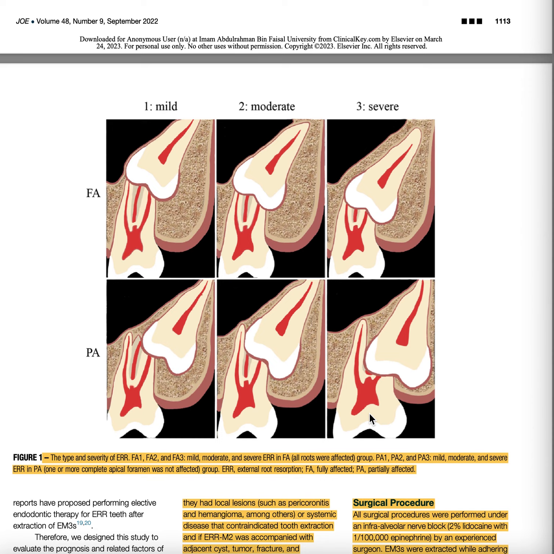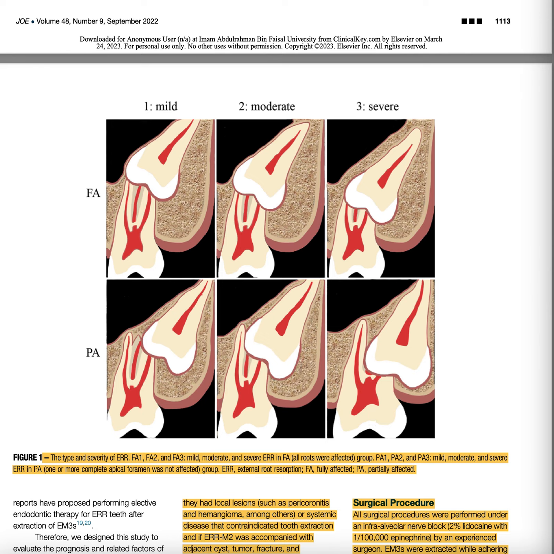Second molars with apical external root resorption were classified according to the adjacent embedded third molar position, maxillary or mandibular, and the type and the degree of external root resorption. So let's take a look at Figure 1.